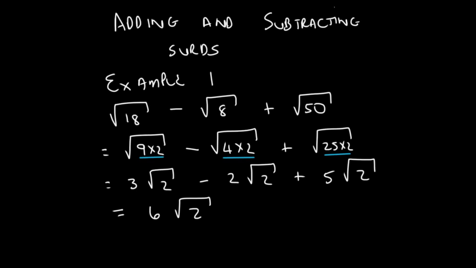Now what we need to do is add them, just like we did with variables in grade 8 and grade 9, the addition and subtraction of variables. If this was 3x minus 2x plus 5x, you'd have no problem doing it. It's exactly the same thing. We say 3 minus 2 is 1 plus 5 is 6. So your answer would be 6 square root 2.